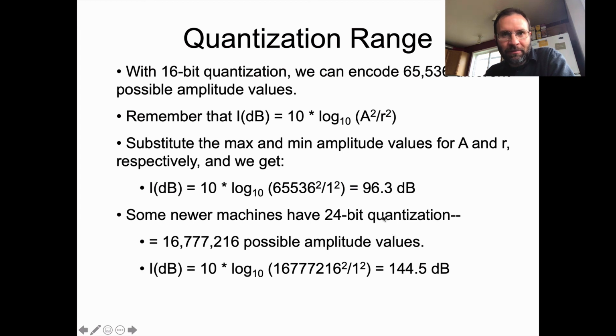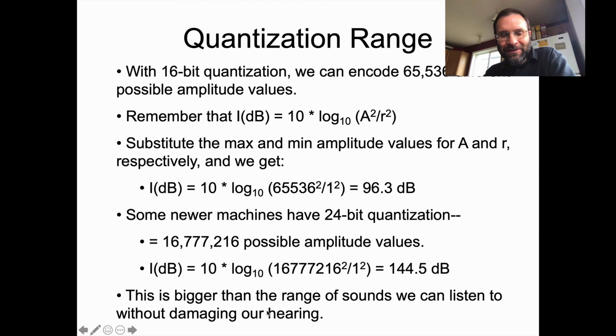I haven't seen too many machines that go higher than that yet. But this will give you 16.7 million possible amplitude values, and that would give you a decibel range of about 144 decibels, which is easily enough to record anything you might want to hear as a human being. So like I said, this is bigger than the range of sounds you can listen to without damaging your hearing. You're fine if you go with this. If you want to go bigger, it's also probably fine, because you're not going to listen to something that loud, I'm pretty sure. At least not for this class.